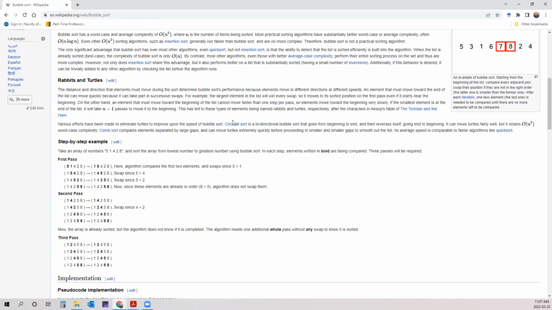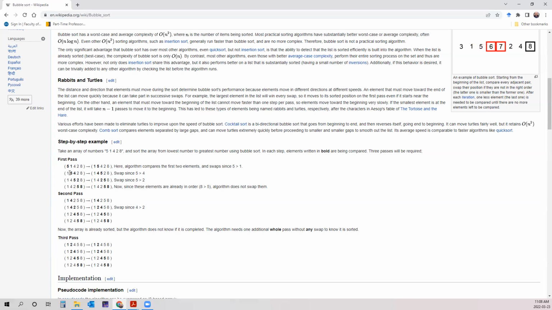For example, if we have an array or list of numbers 5, 1, 4, 2, 8, how does the bubble sort algorithm work? At the first step, we check the first two numbers, 5 and 1. We swap them, moving the minimum one forward. Since 5 is bigger than 1, we swap them, so it will be 1, 5, 4, 2, 8.